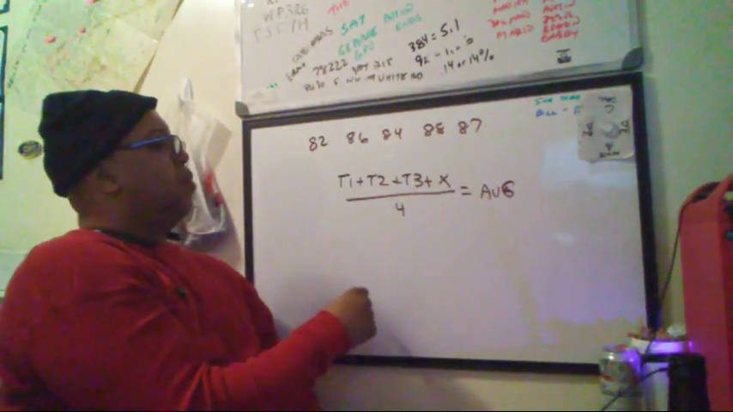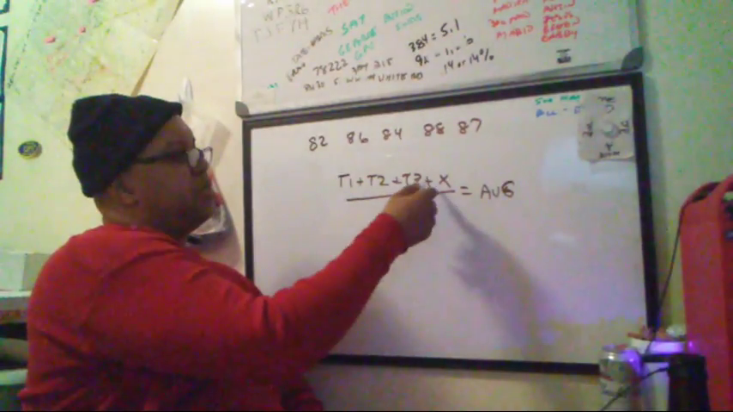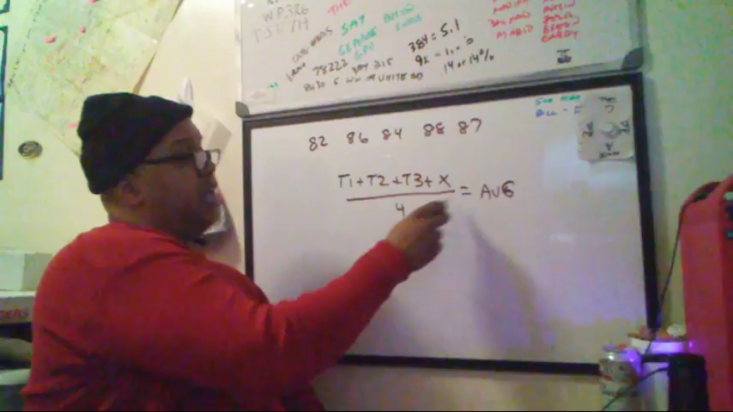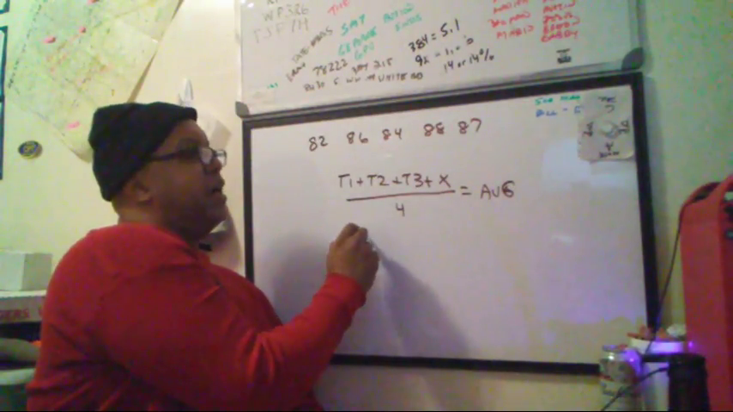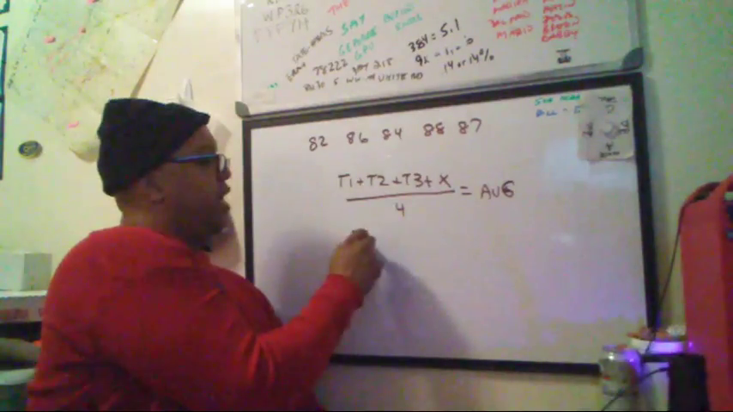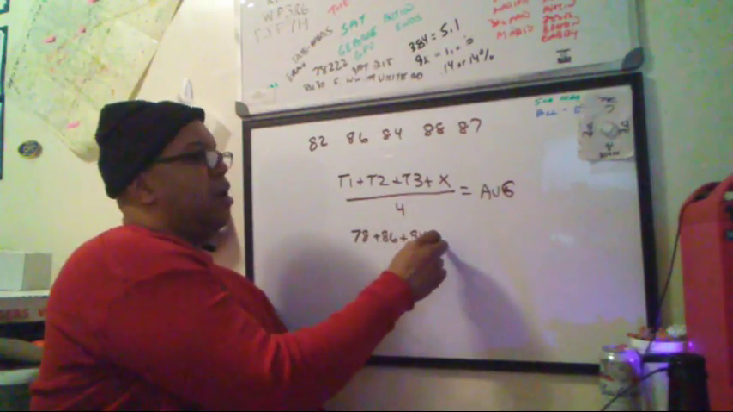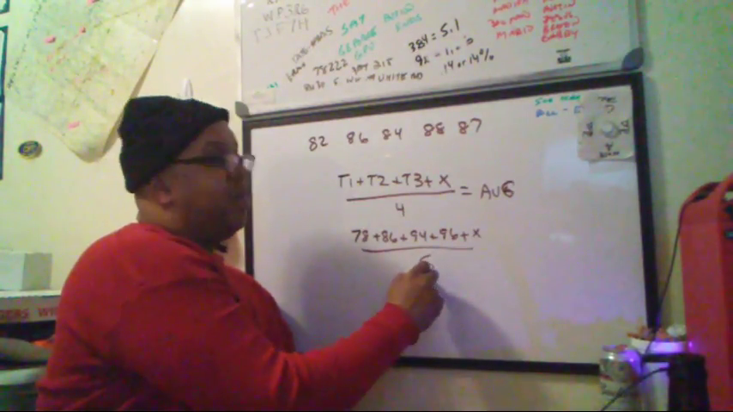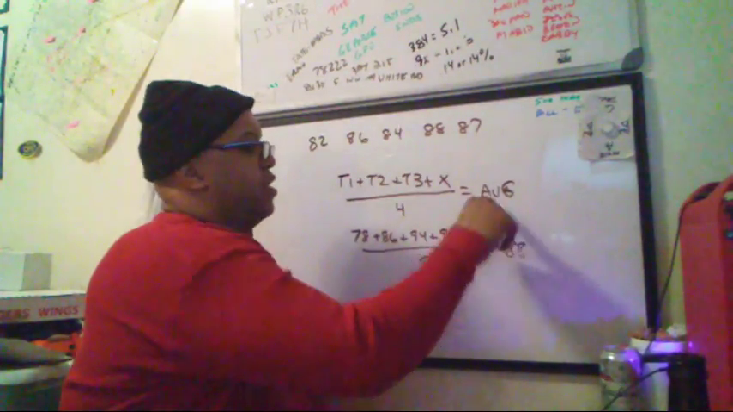So this is what the base formula looks like. It's the tests plus the unknown test divided by the number of tests, equaling the average. This is not too bad. So test 1, 78, 86, 94, 96 plus X, over 5, equals 88, because that is the average.